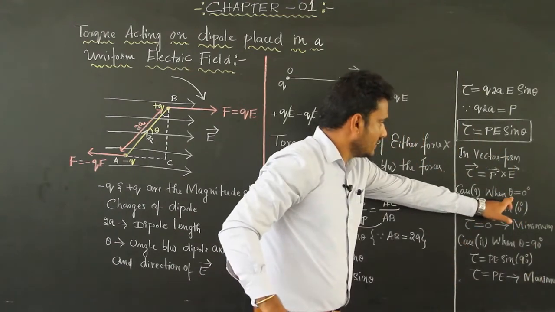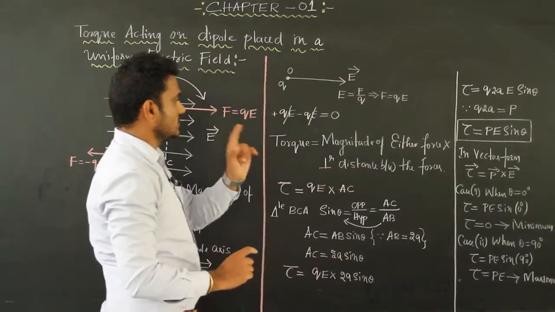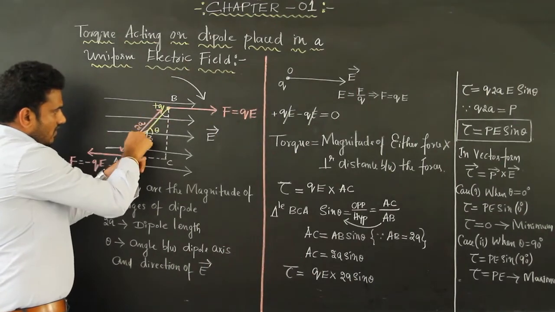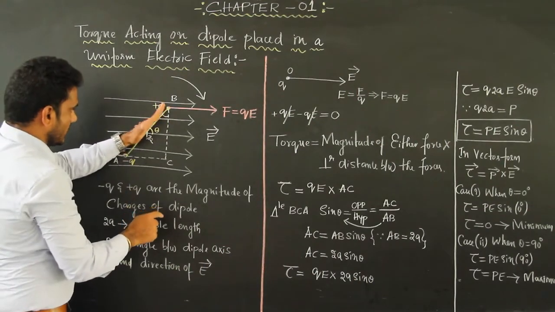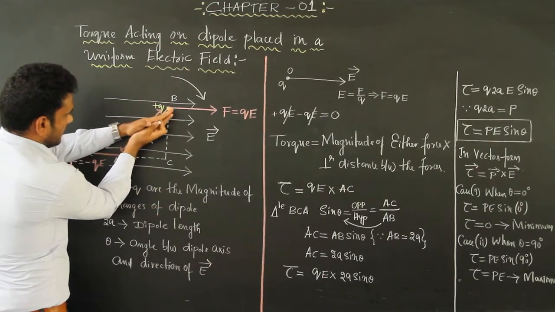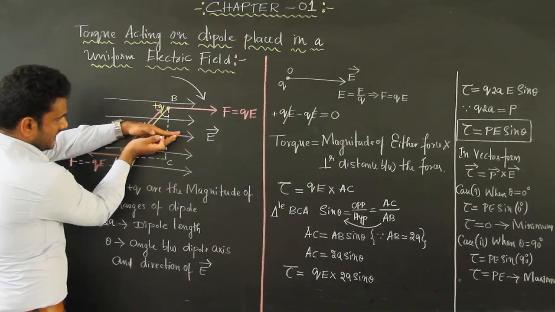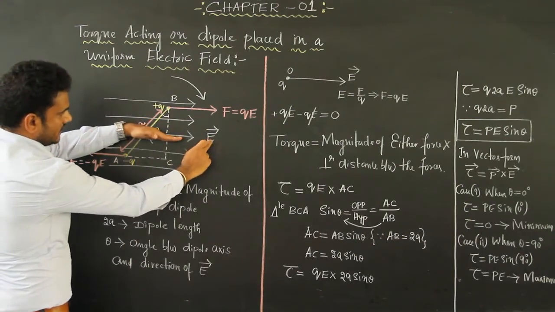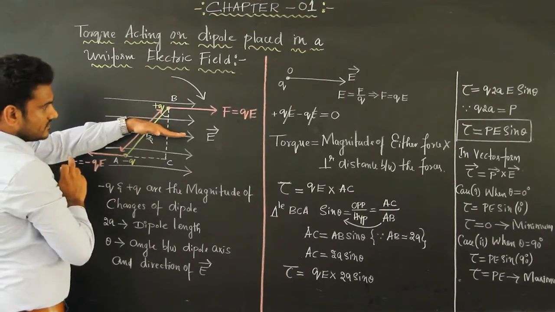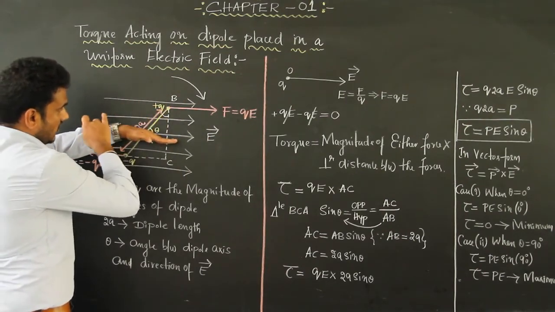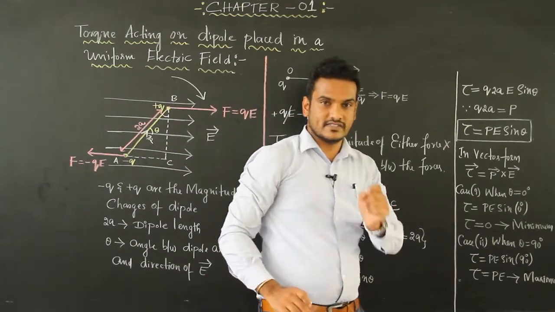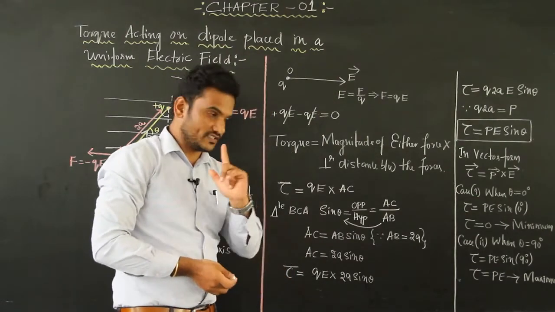Look at this. When theta is equal to 0 degree, the direction of electric dipole moment is along the direction of electric field, which means we kept it like this. Instead of keeping like this, if we kept like this, it means the direction of electric dipole moment and the electric field are in the same direction, then theta is equal to 0 degree. When the dipole is placed along the direction of electric field, then the torque is 0.